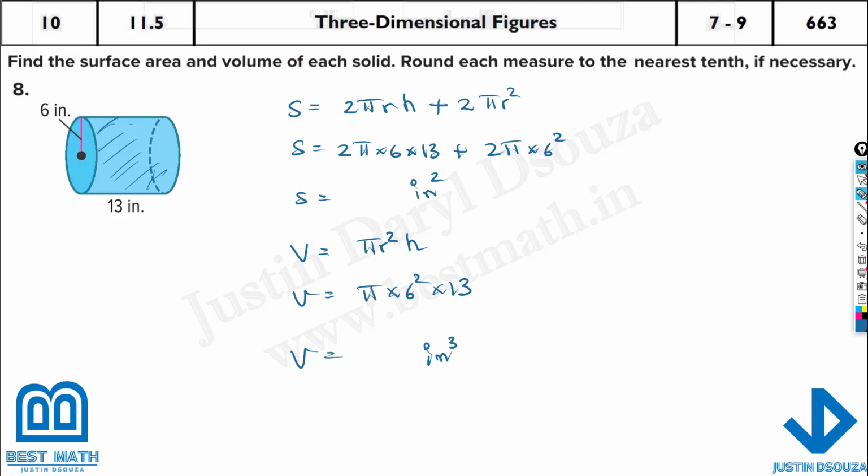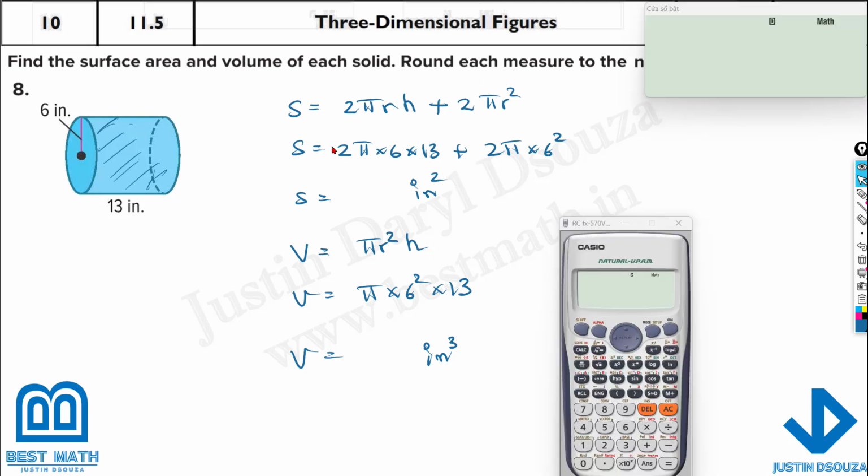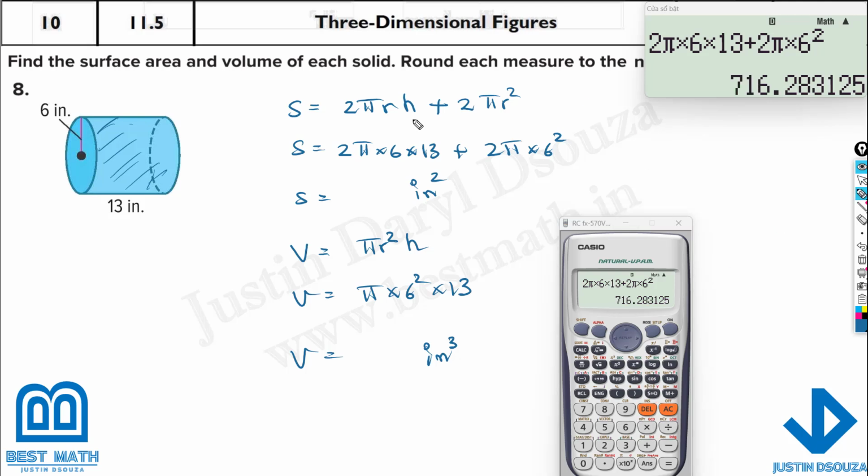Now since it's an MCQ, you have 4 options. You can easily figure out the correct units. Let's put these all in the calculator. 2 pi, that is shift and the pi symbol, times 6 times 13 plus 2 pi, use your pi, times 6 squared. Now it's 228 pi, but remember we have to round it off to the nearest tenth, they have told. So 716.3 because 28 corresponds to 3.